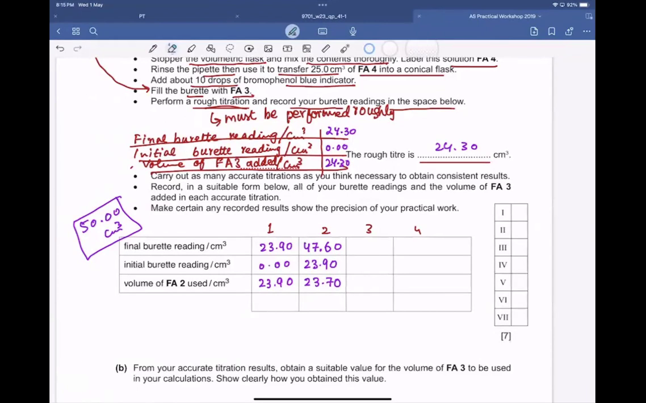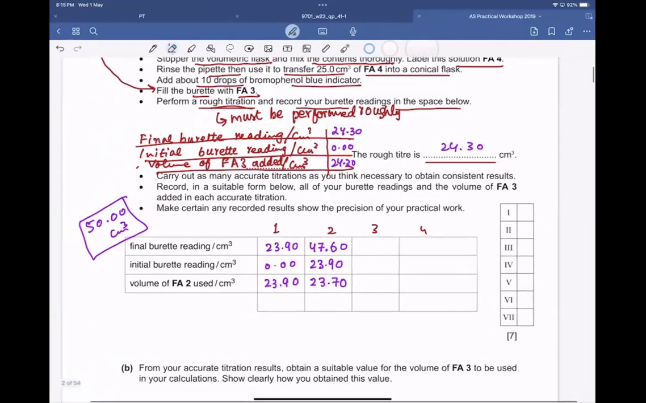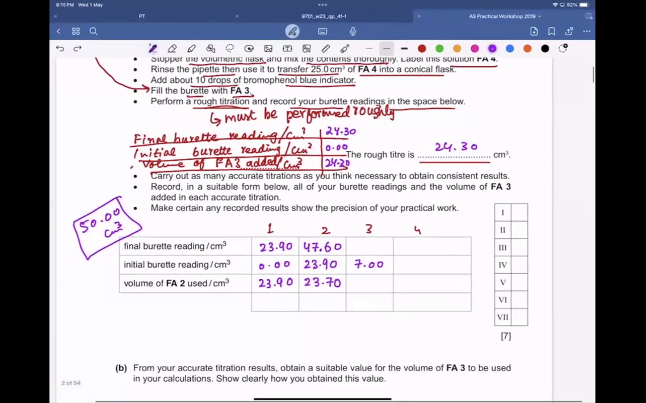So what I did, I again refilled the burette, and let's suppose I have refilled it till 7 centimeter cube. Because see, now it's almost empty or closer to empty. So I refilled it till 7 centimeter cube. Now I perform the titration again.